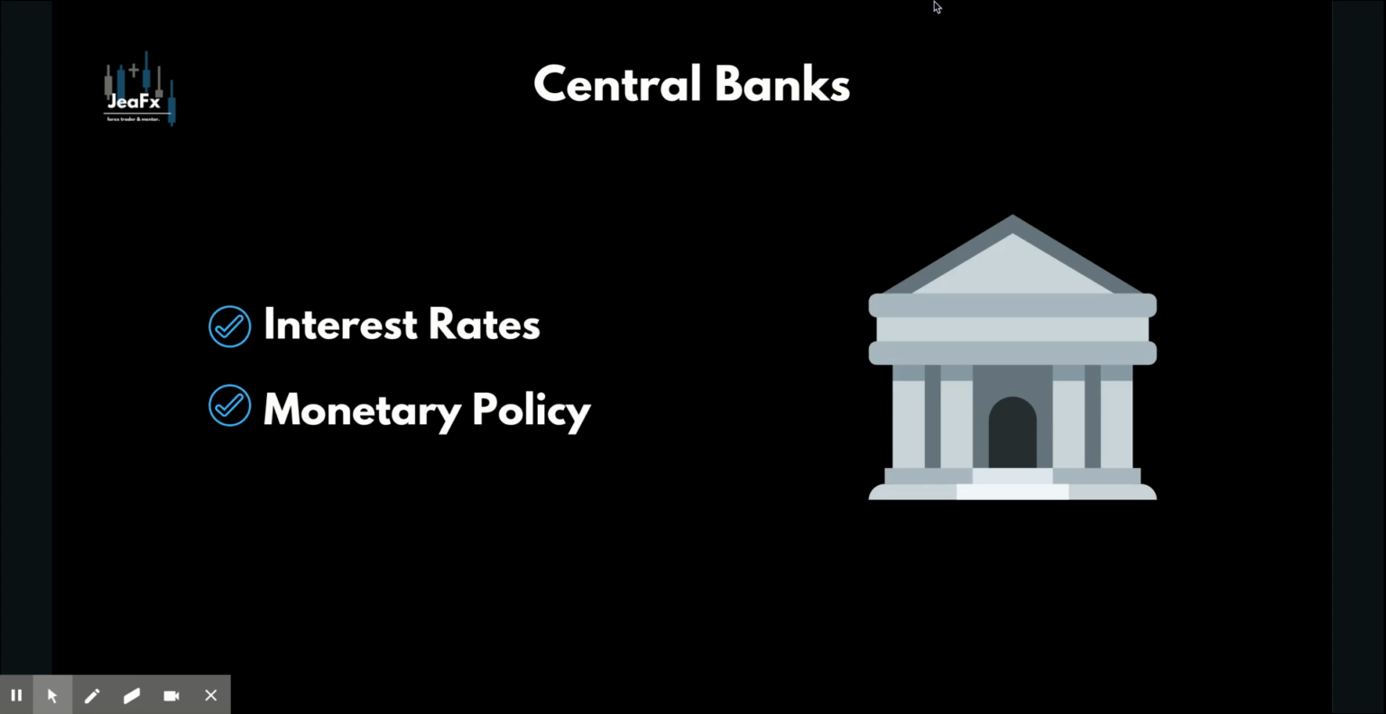There are 2 things that we need to primarily follow from central banks. They will release economic data, which we're going to speak about in video number 3. But for now, we're focusing on the high importance data that we get from central banks, and that is interest rate decisions and monetary policy.